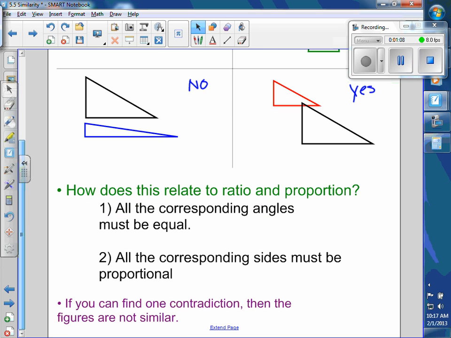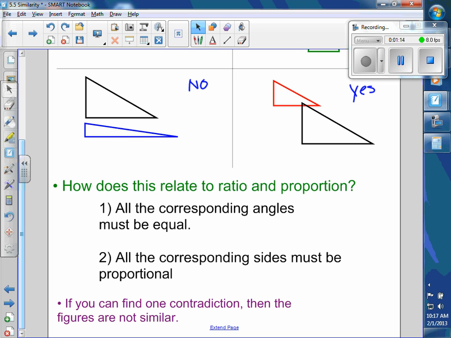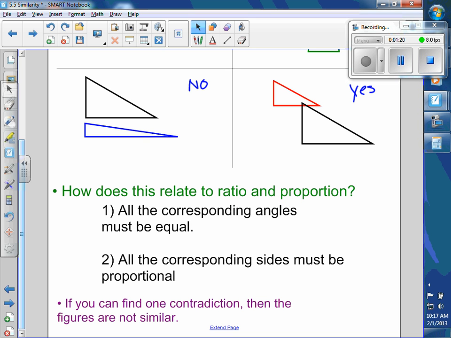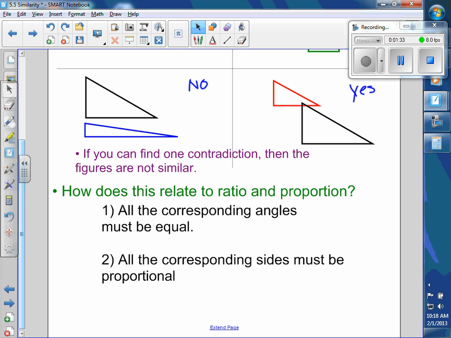So I had a couple questions. Down here, how does this relate to ratio and proportion? Well, the corresponding angles may be equal. That's not going to be a ratio and proportion, but the corresponding sides being proportional is using the techniques that we did yesterday. What's important is if you can find one contradiction to these two things, then you say the figures aren't similar. For example here, once you can come up with angles not being the same, you don't have to look at sides being proportional. Does that make sense? Yeah.